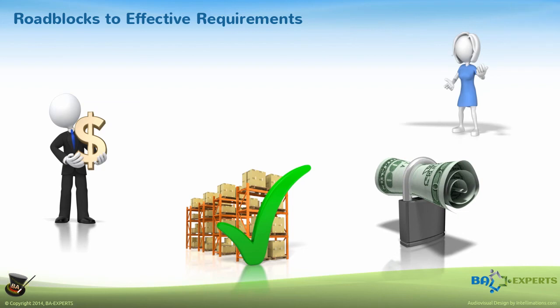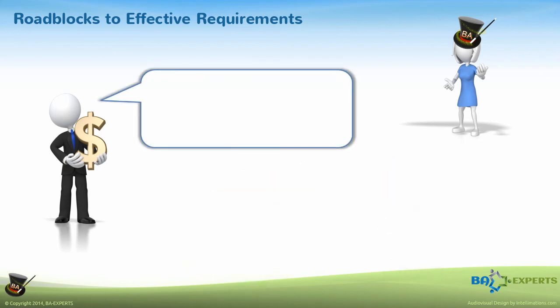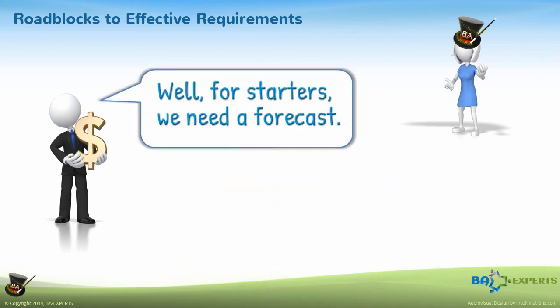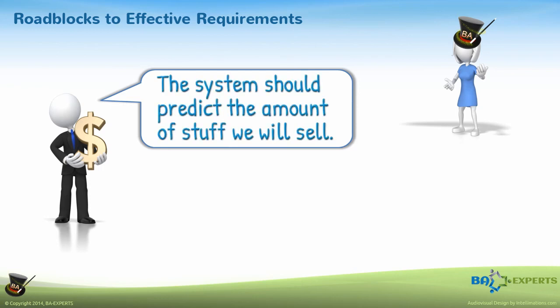When someone wearing the BA hat asks you what you want your future automated product replenishment, APR, system to do, you might simply say something like, well, for starters, we need a forecast. When asked to explain what you mean, you might expand on your statement by saying, the system should predict the amount of stuff we'll sell. This requirement actually meets the first 3 rules that we reviewed earlier. So what could possibly be unclear about it?